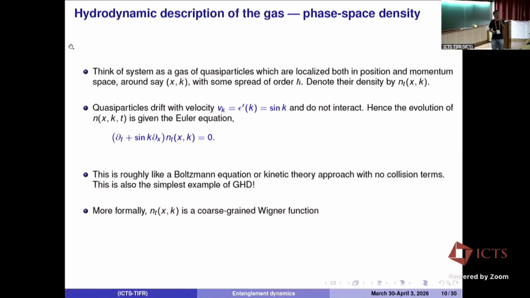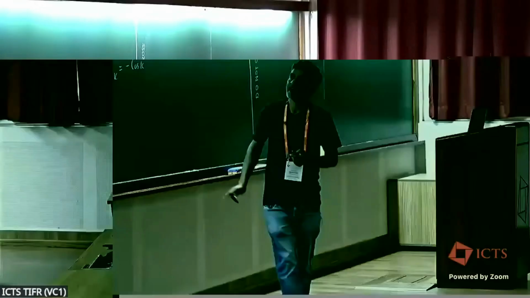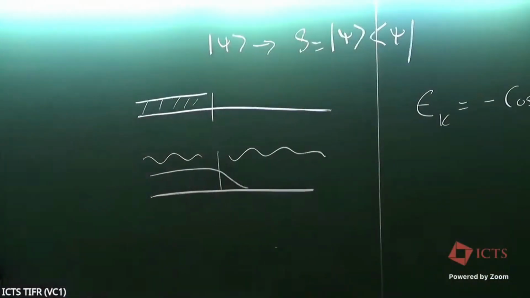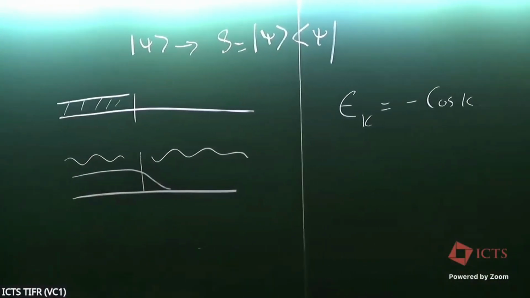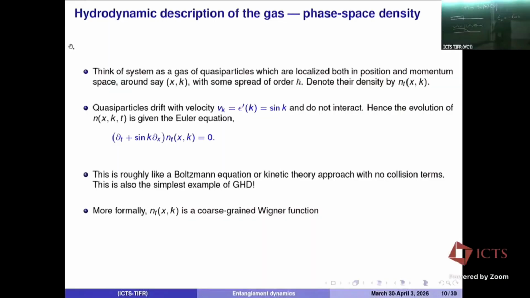For these electrons, I have some spectrum, and because it's a lattice of fermions, the spectrum in this case is just minus cosine k for the parameters I chose. And so the group velocity is sine k, right? So I have these localized particles which are moving with some group velocity, and because they're non-interacting, you can simply write an Euler equation which looks like this. They just drift with constant velocity. Roughly, you can think of it like a Boltzmann or kinetic theory equation with no collision terms, and this is also the simplest example of what is known as generalized hydrodynamics.